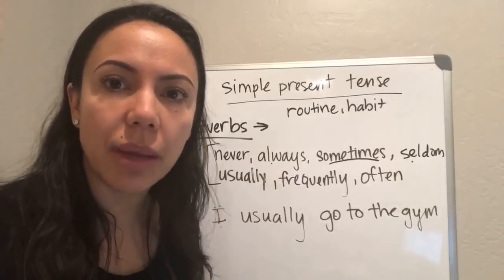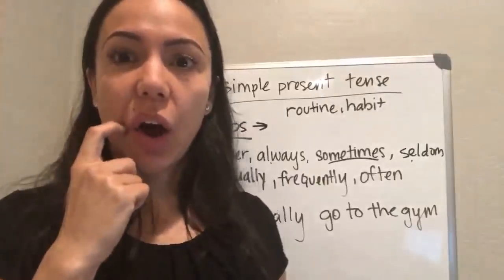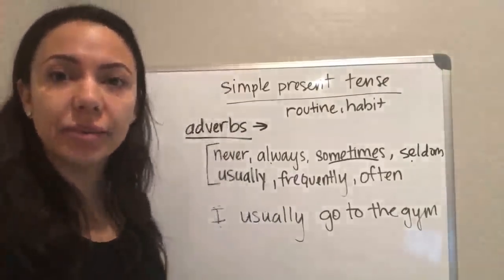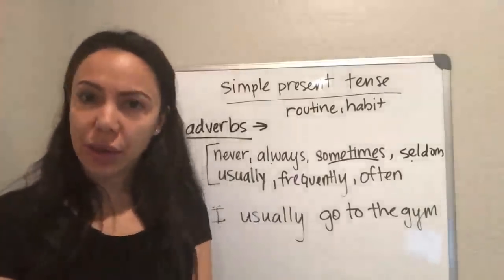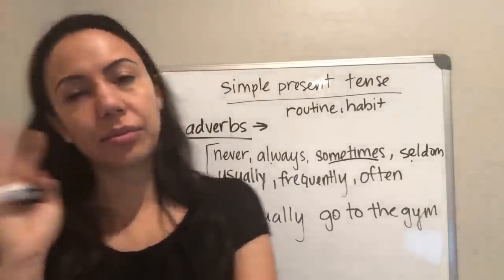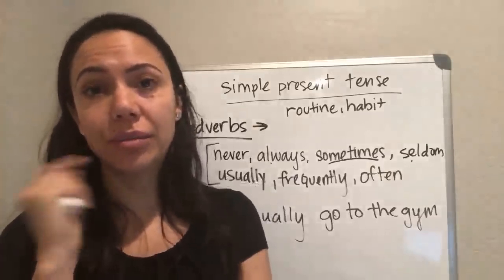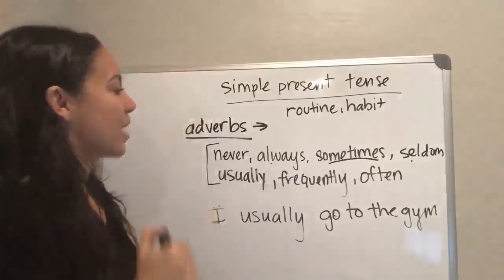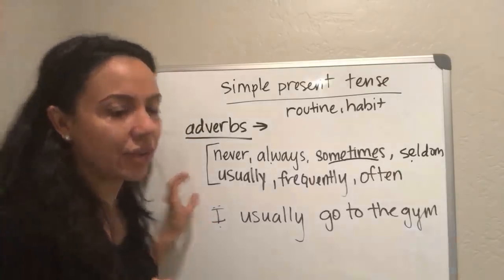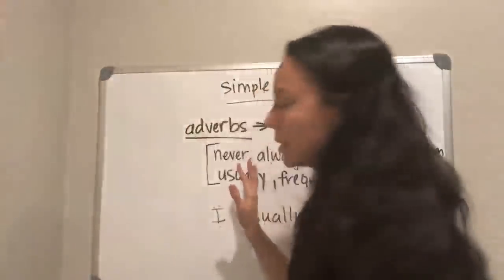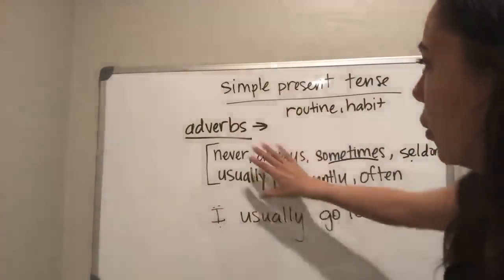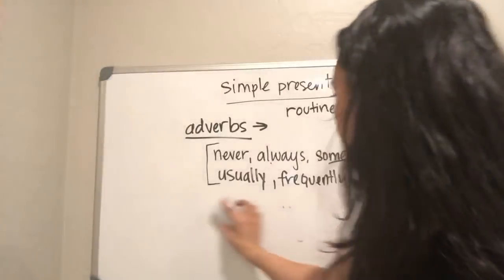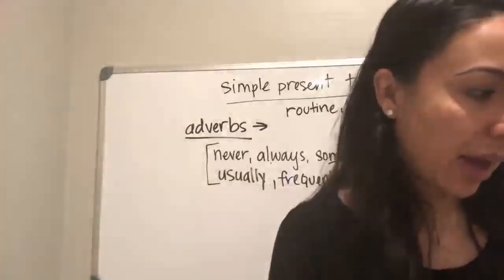Let me see your comments. Okay, here we go. I always go to the gym. I never go to the gym. Good, good, good. I usually go to the gym. I try to go at least like 3 times a week, although I haven't gone in like a week, so it's been a while. Okay, so why don't you guys make a sentence like this with the adverbs. So create your own sentences and write it in the comments, okay?